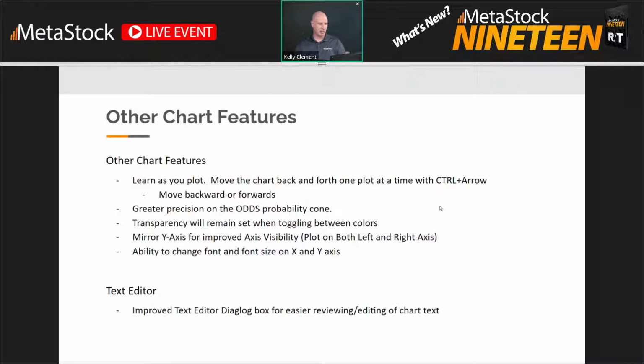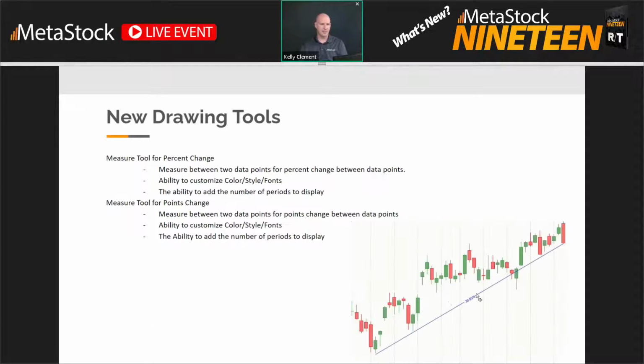Greater position on odds probability cone. Transparency will be set. You can have the X and Y axis. You can change the font size on the sides if you want to. If you want bigger text or different fonts on your X and Y axis, you can change those. The text editor has been improved for better text adding to your chart.